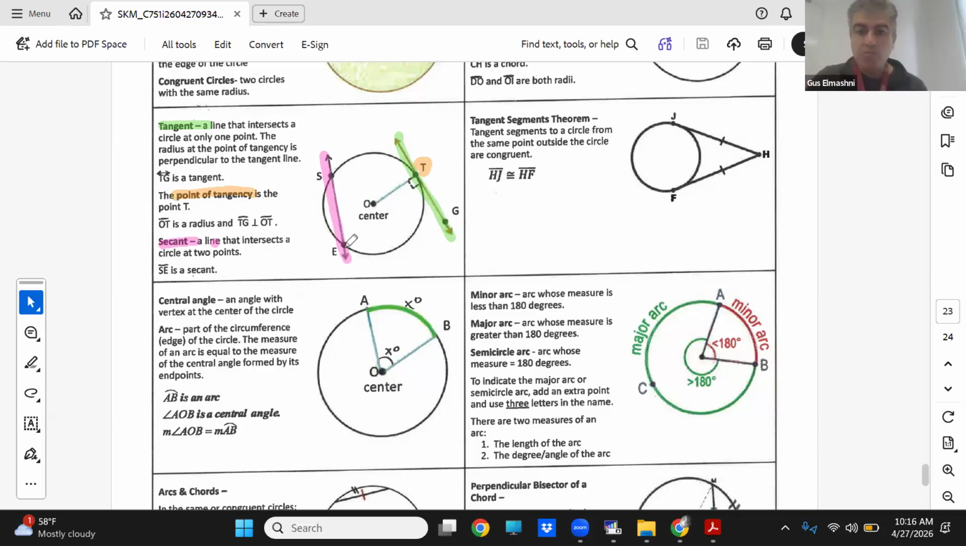Two tangent segments to a circle from the same point outside the circle are congruent. Yeah, so tangent segments, that's secants. So if you have two tangent lines, that's a tangent line, and that's a tangent line. Here's what's going to happen, and we'll investigate this in more detail later on. Let's do different colors. Do green.